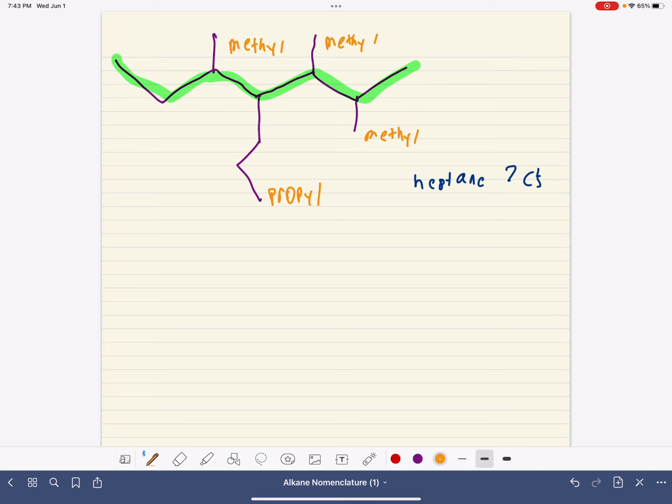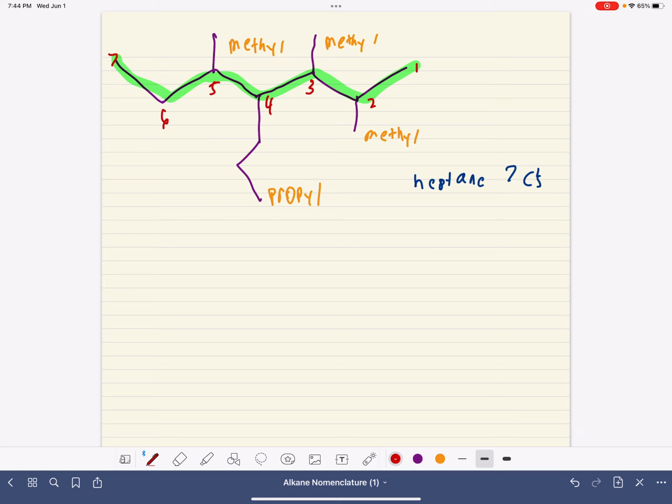So it's not either or in these cases. When you can put the substituent at a lower number, that's the right answer. So you just got to keep that in mind. So we'll number this parent chain going across. 1, 2, 3, 4, 5, 6, 7.